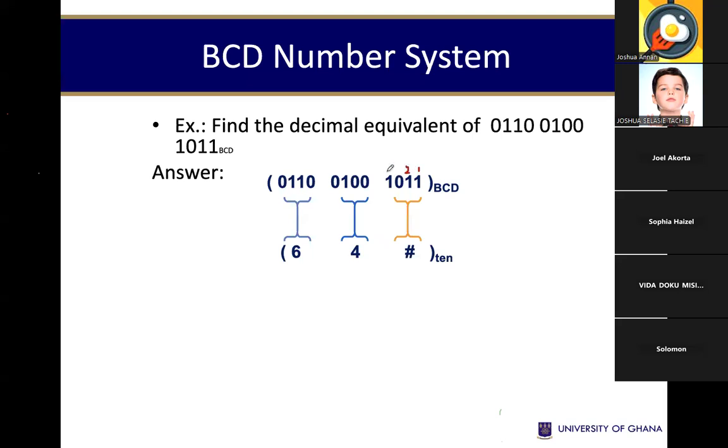2 to the power 2, 2 to the power... This guy is going to give 2 to the power 3. That should give me an 8. So this is going to be 8 plus 2 plus 1. That should give me an 11. And if you check, 11 is not a valid BCD.